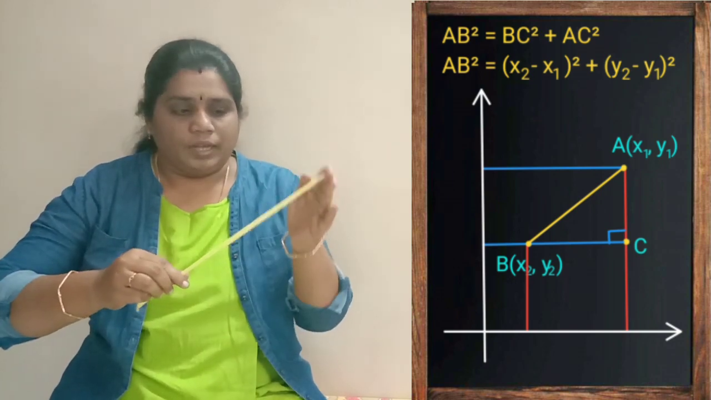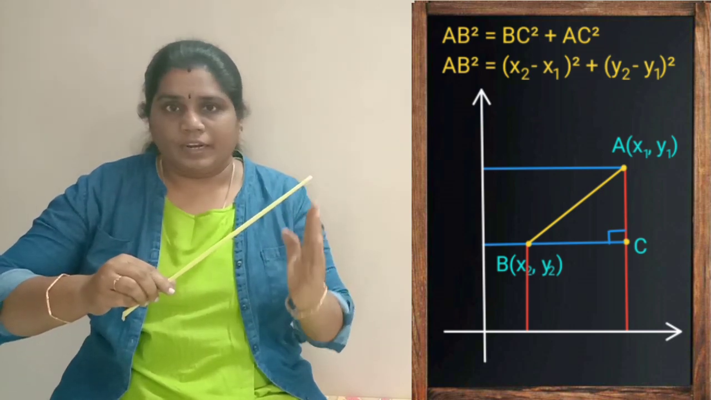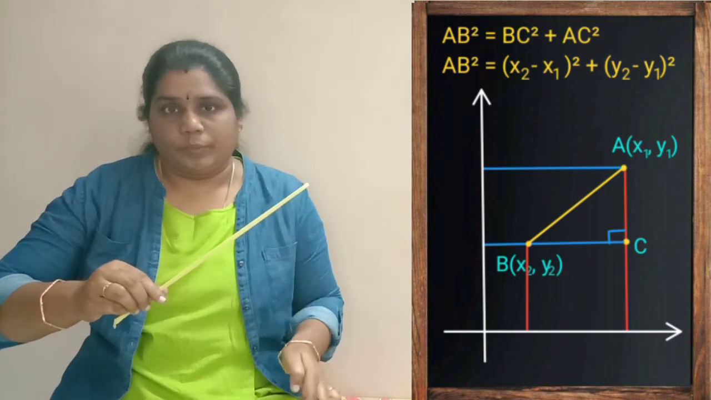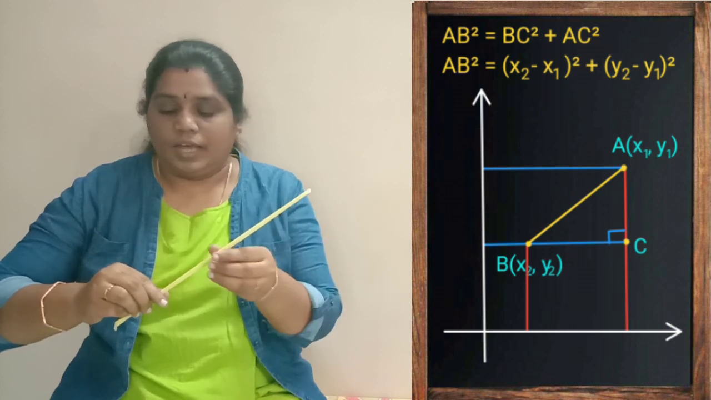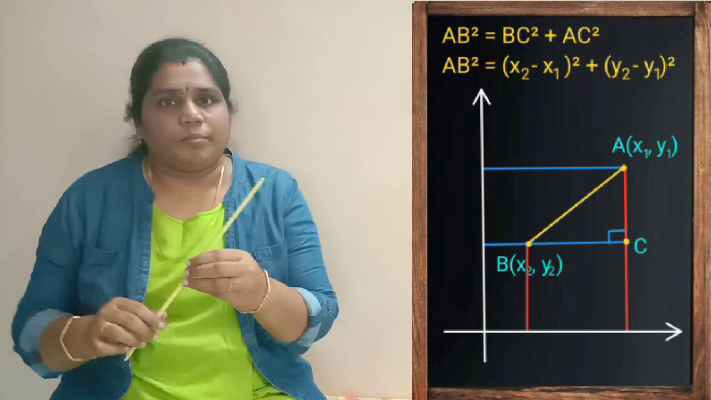The red color line is parallel to the y-axis. This distance shows y1, the y distance of the point A, and this distance shows y2. That is what I mentioned.